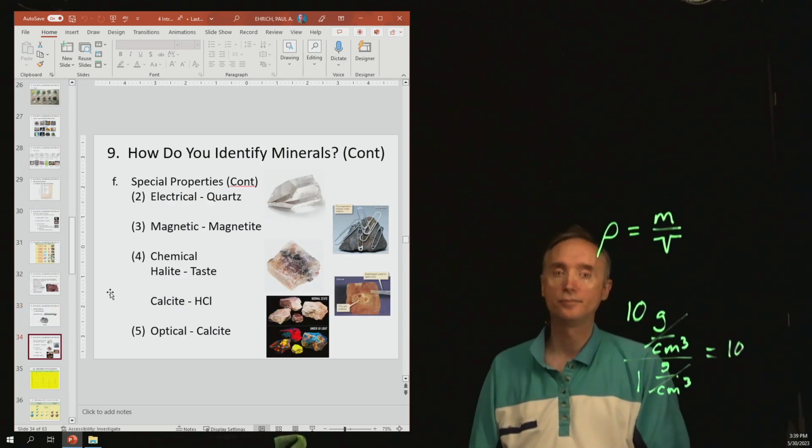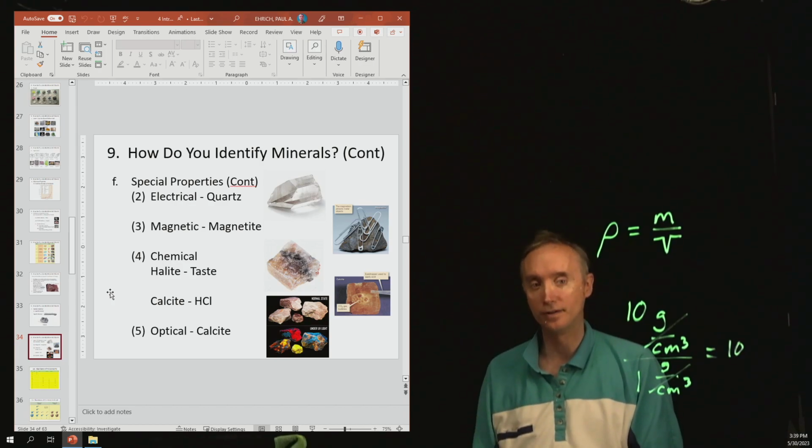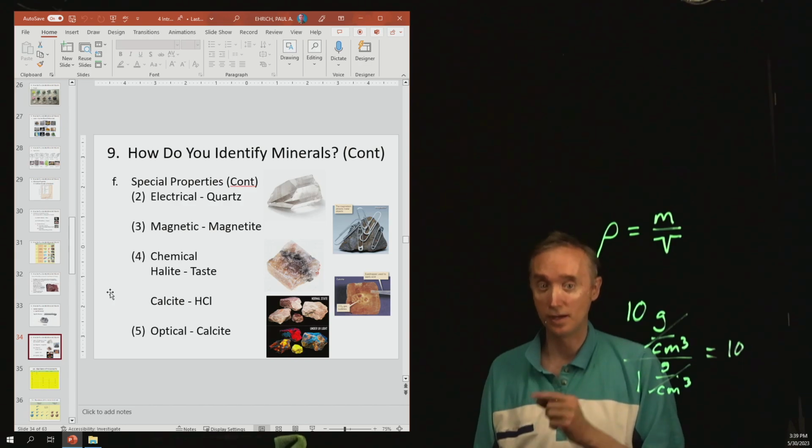And then some other properties. Let's not worry about the electrical properties of minerals. You should know that the mineral that attracts a magnet is magnetite. Okay? You should know that the mineral that is salty is halite. You should know that the mineral that reacts with acid is calcite. Make sure to know that for the exam.